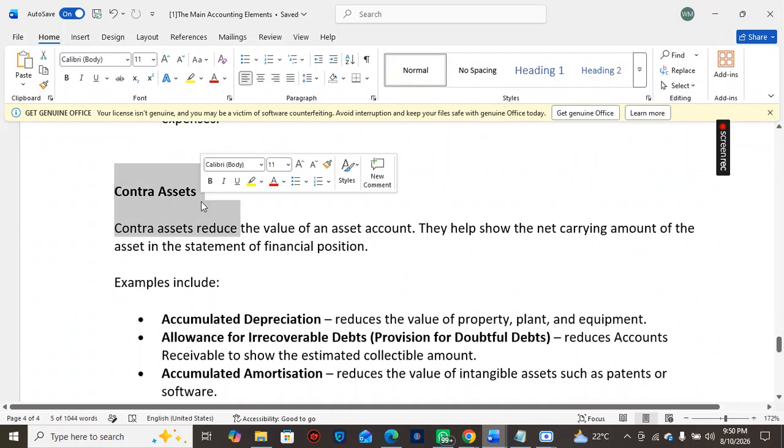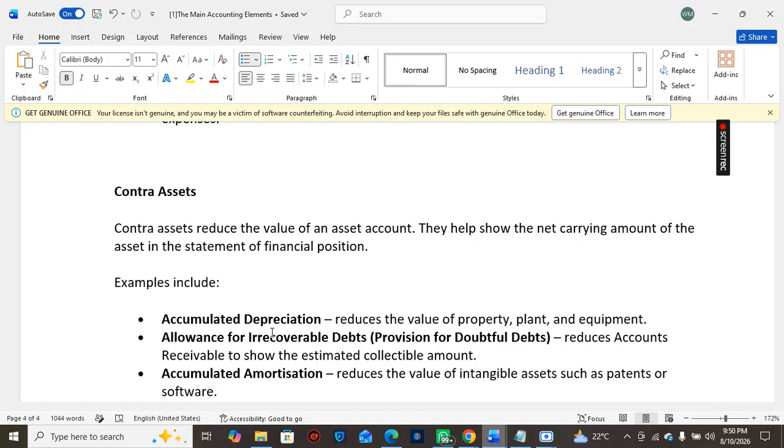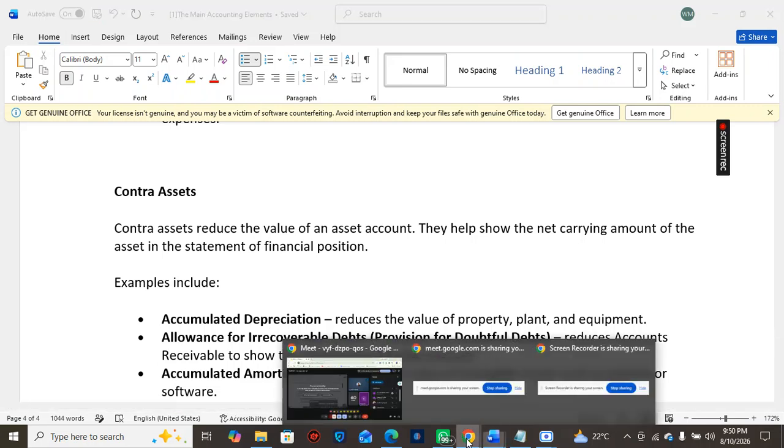Contra assets, these drop the value of assets. Accumulated depreciation. Depreciation is the loss in the value of an asset due to wear and tear. As you use an asset, its value goes down. So with accounts, every year you'll be charging a depreciation expense to the asset. As you're charging the depreciation expense to the asset, this accumulated depreciation will be building up. As it builds up, it lowers the value of the asset.